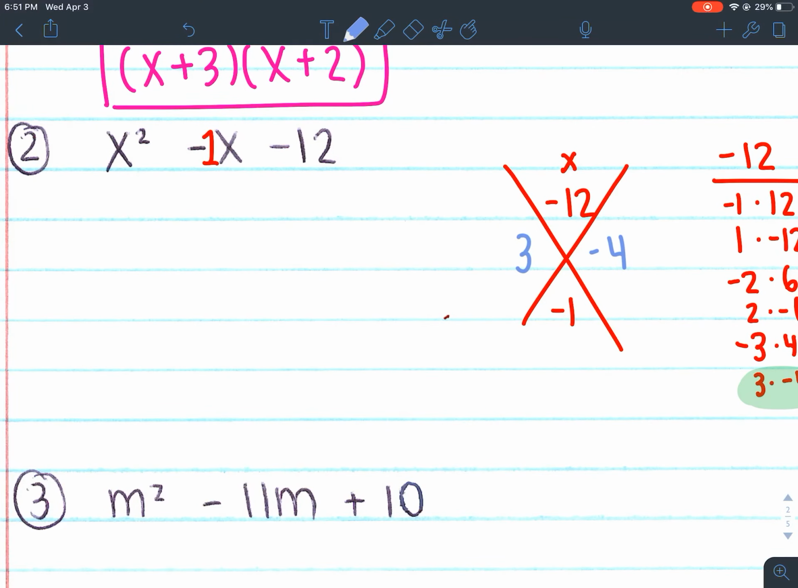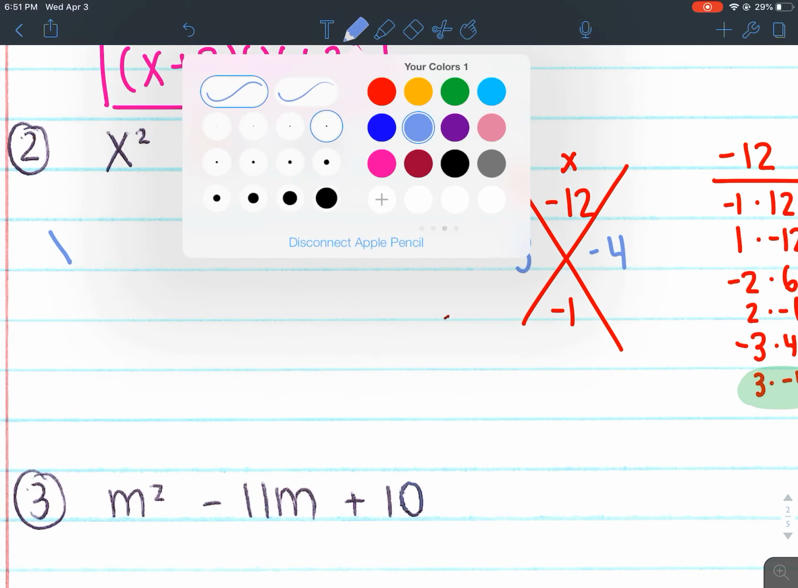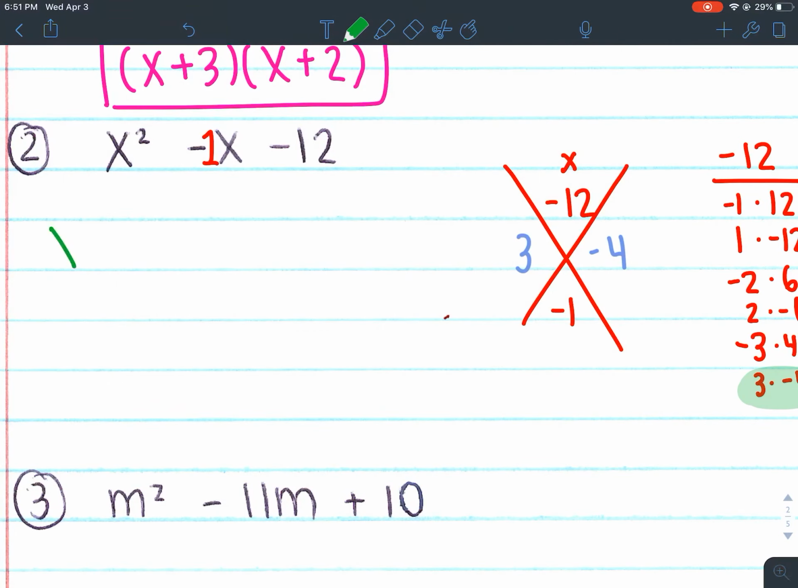So, again, what's the point of doing all that? We're doing all of this to split up this middle guy right here. We want to split that guy up. So, x squared stays the same, and the negative 12 stays the same, right? We're just splitting that middle guy up so that we can do factor by grouping.